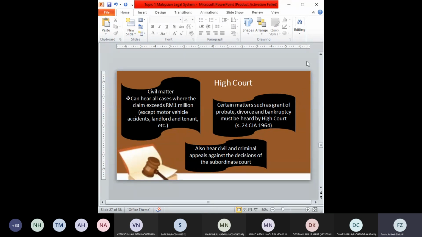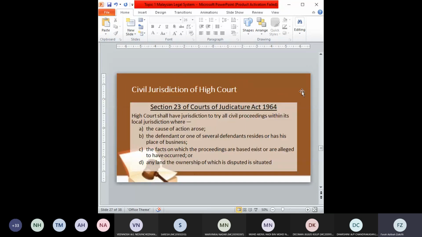So how do we know which High Court to go to? This is the civil jurisdiction of the High Court. The High Court has jurisdiction to try all civil proceedings within its local jurisdiction where the cause of action arose, the defendant resides or has a place of business, the facts occurred at that place, or the land is there.